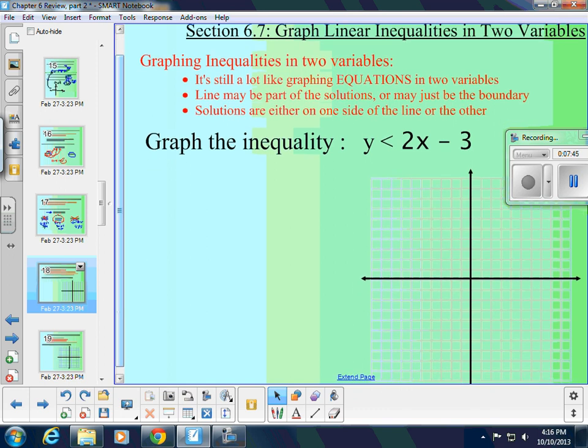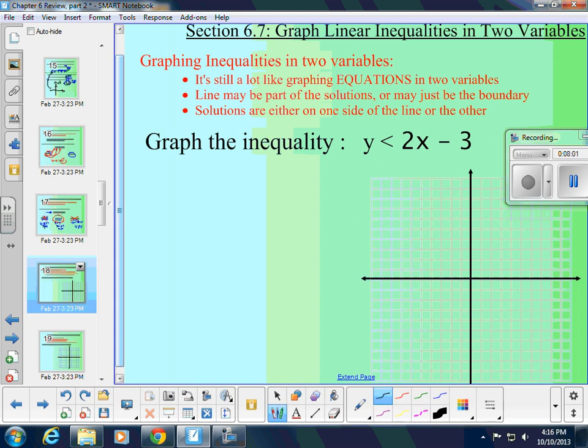But those are kind of three little notes I'd like you to jot down about graphing inequalities. It's like graphing equations. In this case, though, the line may be part of the solutions, or it may be just a boundary. And the solutions are either on one side of the line or the other.